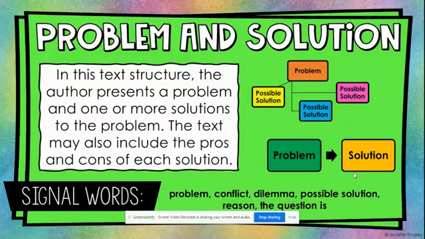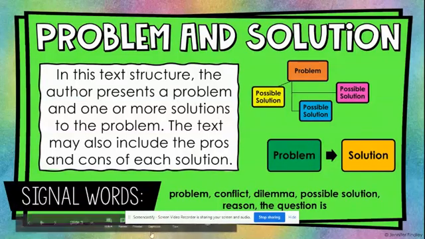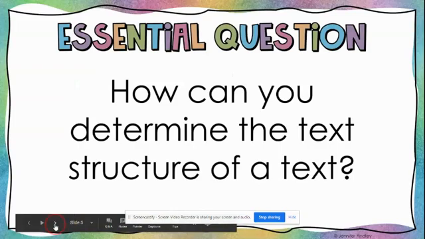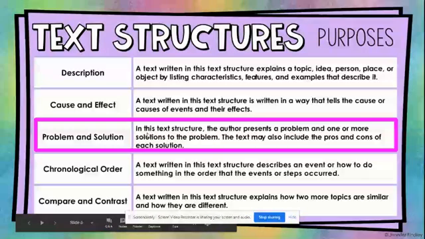It kind of is cause and effect too. But when it's like that, you always pick problem and solution. If there's a problem and there's a solution, always pick that over cause and effect. Okay, so there's our graphic organizer again. And we're going to look for some clue words. It may also give pros and cons of the solution.